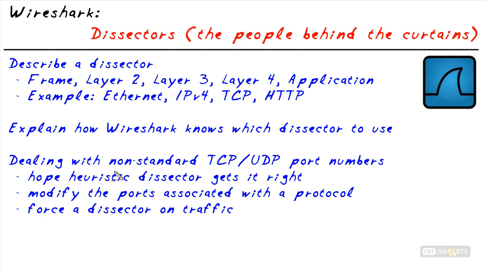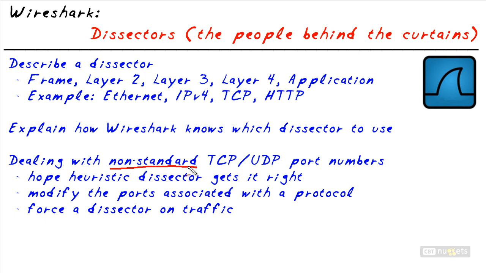However, what happens if we have applications that are running on non-standard ports? What if we're running HTTP on some really non-standard port, or we're running some other application like Telnet or SSH on a non-standard port? How do we deal with that? How does it know which dissector to go ahead and assign?